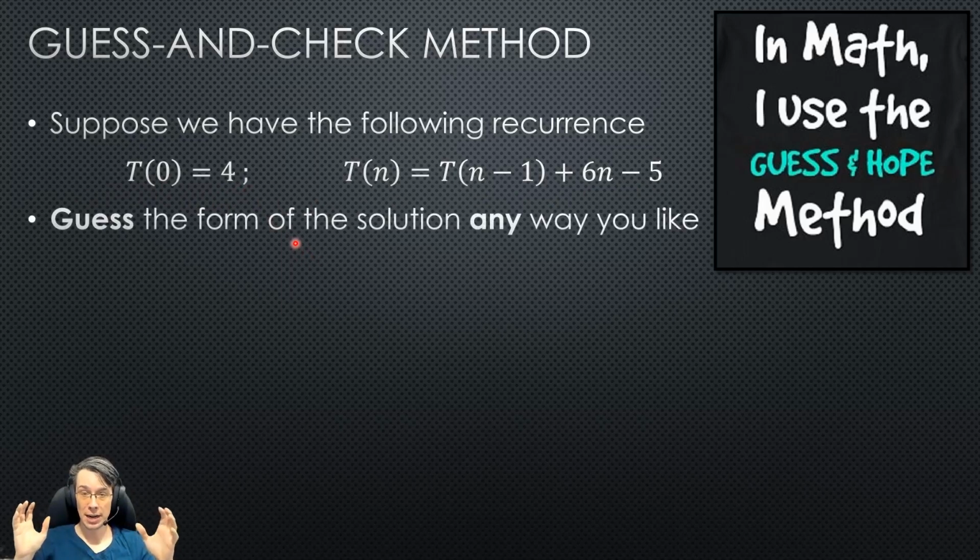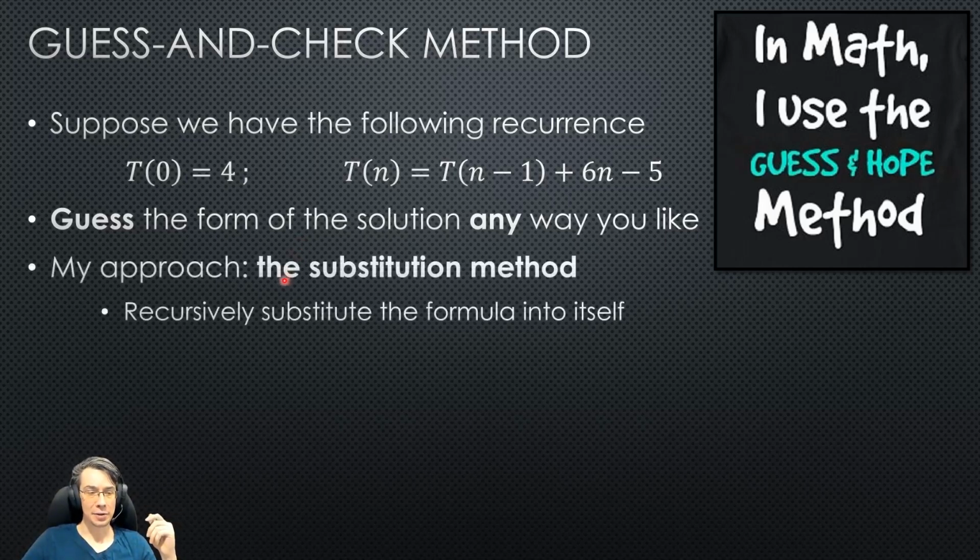The guess and check method involves basically guessing what the closed form is going to look like, and there are different techniques for guessing what the closed form might look like. I'll show you 2 different ways involving substitution and basically ansatz. For my first approach, I'm going to show you the substitution method. And once you've guessed what the form is, you're going to check that it's correct. You're going to prove that the form you guessed was correct.